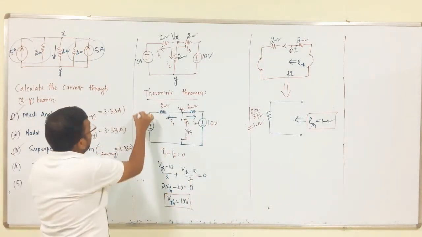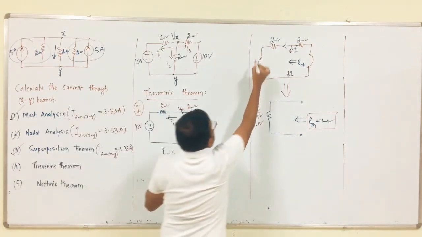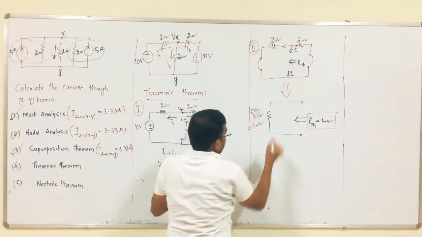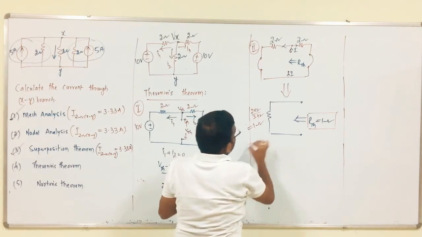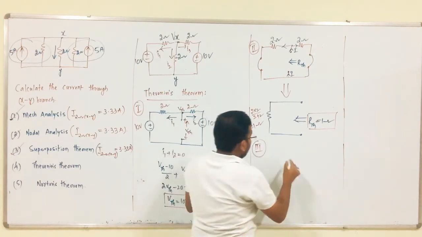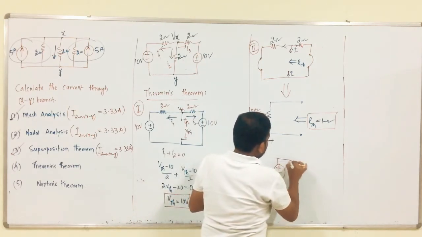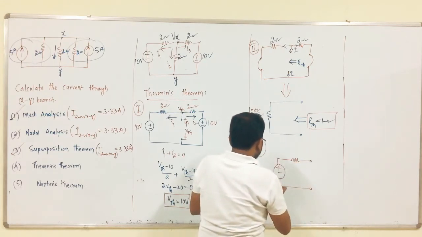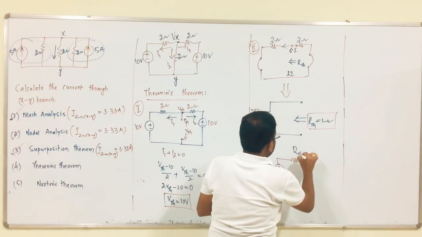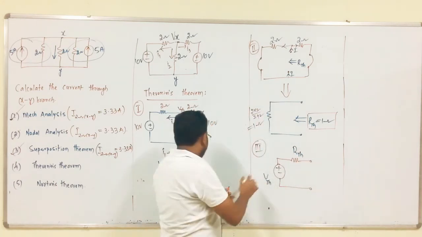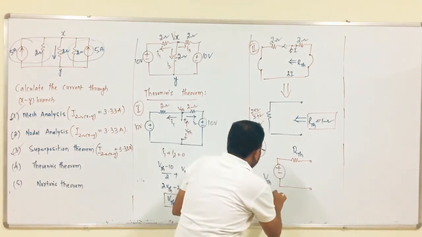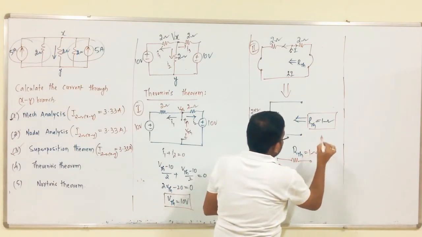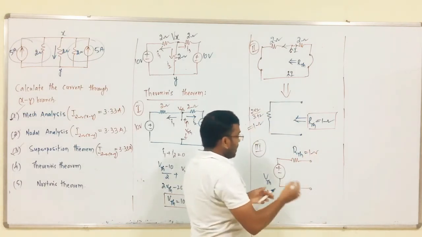So, this is step 1, this is step 2. What is step 3? Obtaining Thevenin's equivalent circuit by connecting VTH in series with RTH. This is VTH, this is RTH. What is the value of VTH here? Which equals 10 volts. This is 1 ohm, which equals 1 ohm. Finally, what is step 4?